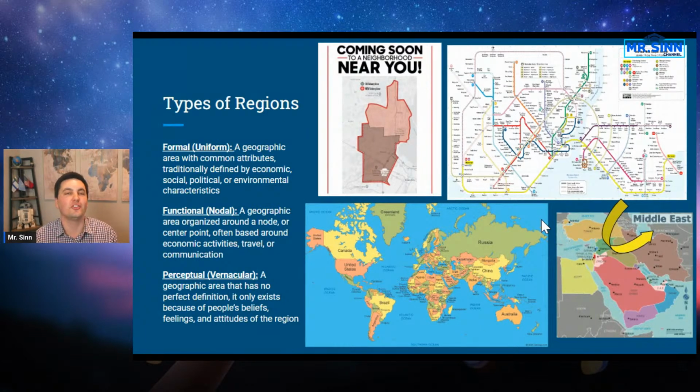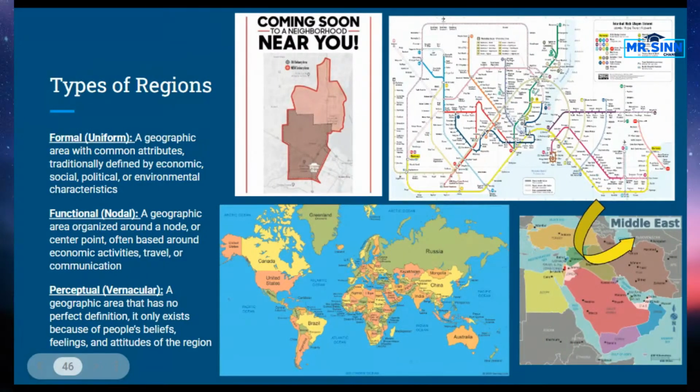For Unit 1, the last thing is the types of regions. I'll make it big so everyone can see them. Spend some time with the types of regions. You want to make sure you have an idea of formal, functional, and perceptual. Remember, formal regions have common characteristics, common attributes. It's not up for debate. For example, the United States is a formal region. We all know where the United States is. That isn't up for debate.